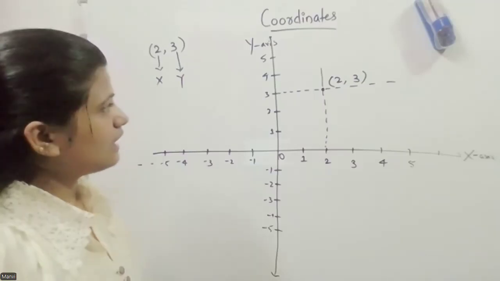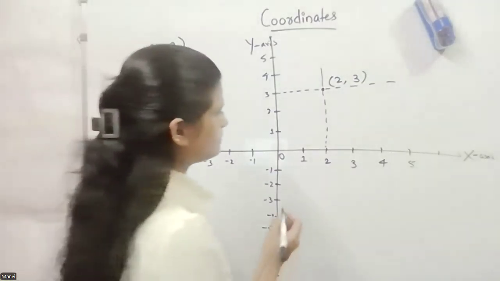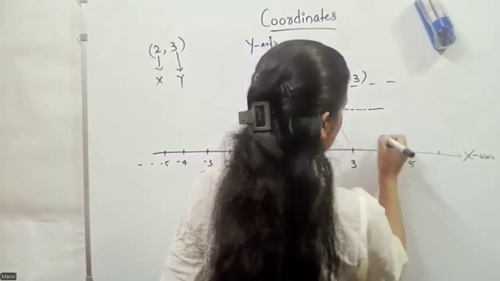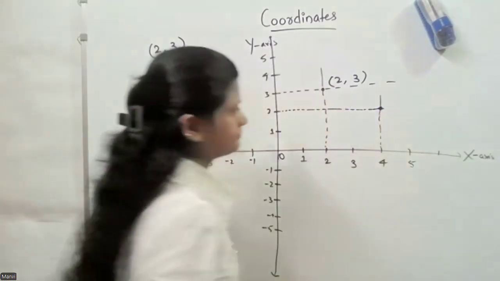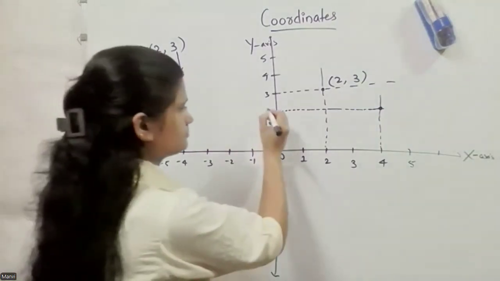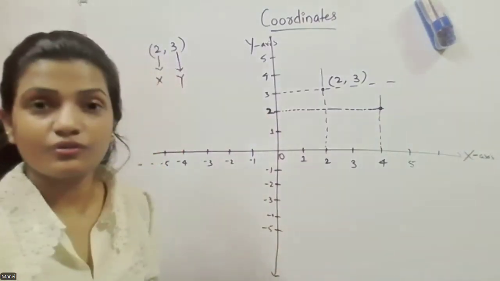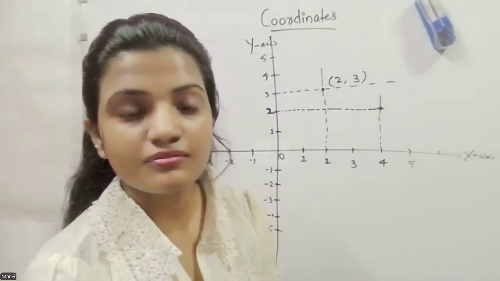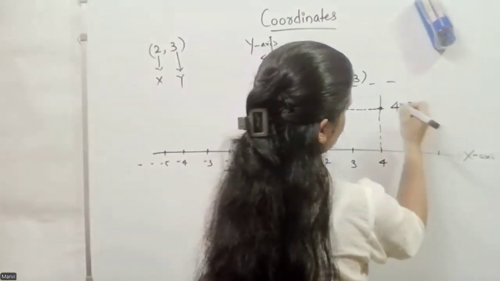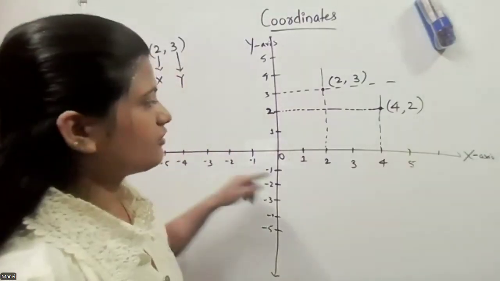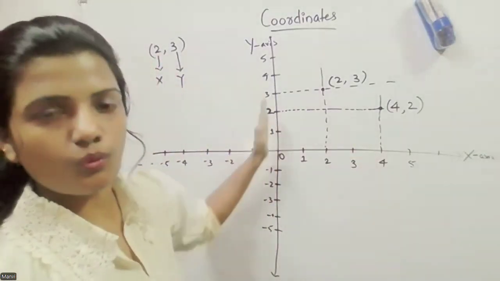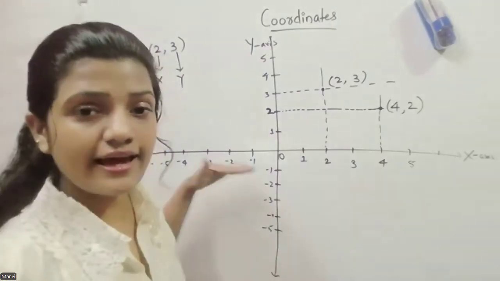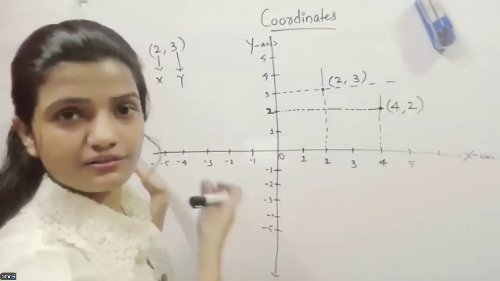Okay. Now, could you please tell me the coordinate of this point? Very good. (4, 2). So first we give the value of across, then the value of y.